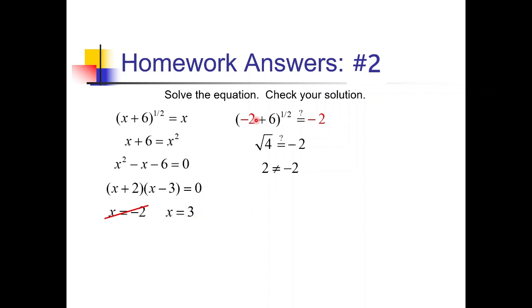So if we plug 3 in, we've got 3 plus 6 to the 1/2 equaling maybe 3, hopefully. This is going to be 9 in here, and we're taking the square root of that. The square root of 9 is 3. Since 3 equals 3, that means that this answer of 3 is the correct answer.